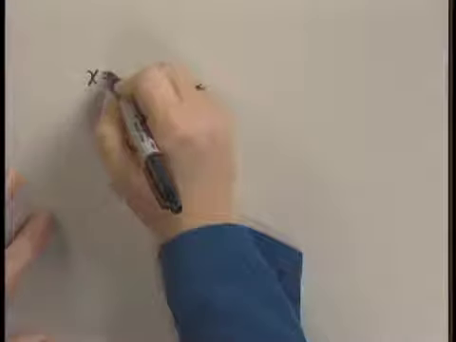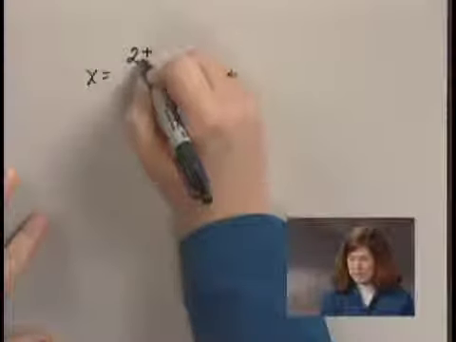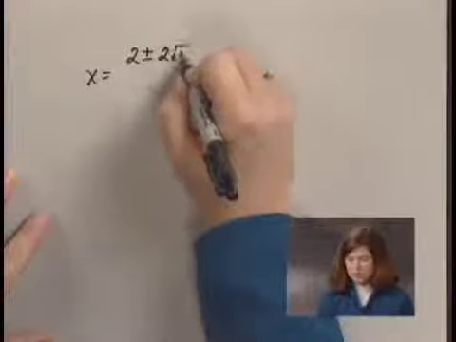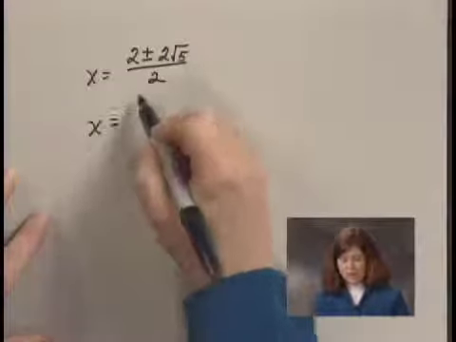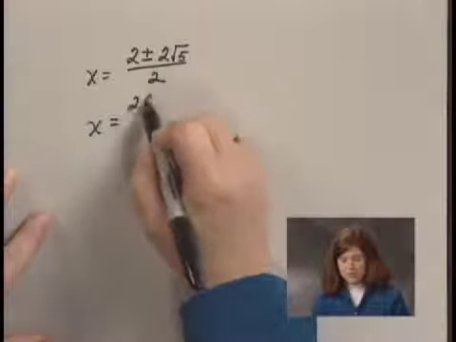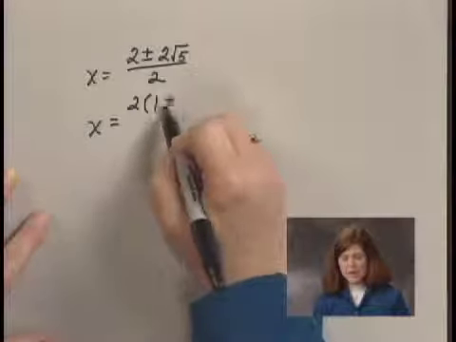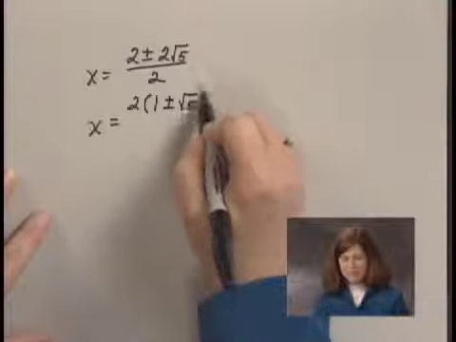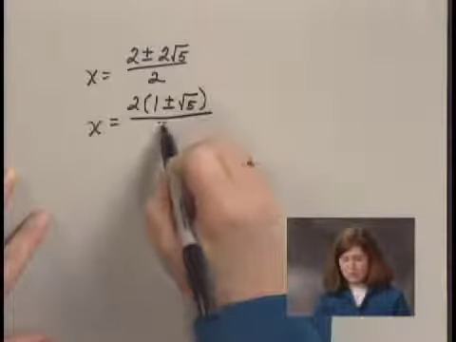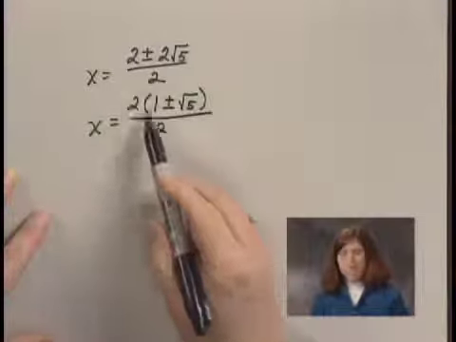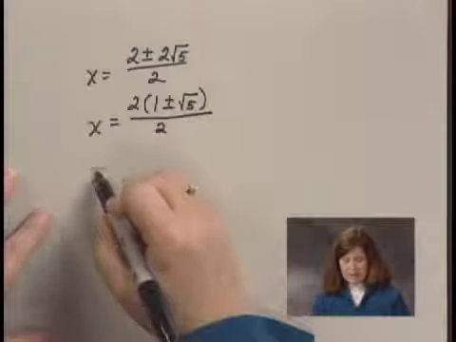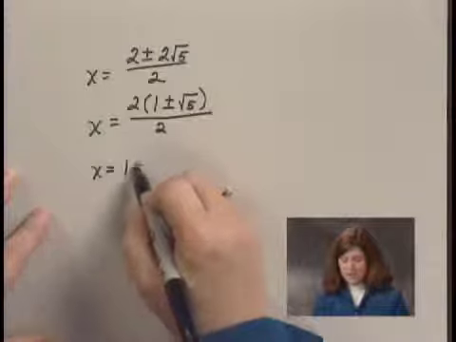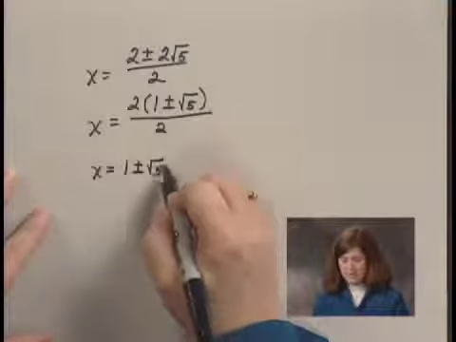I have x equals 2 plus or minus 2 times the square root of 5, over 2. And I factor out a 2 in the numerator. So I have 2 times 1 plus or minus the square root of 5, all over 2. The 2 over 2 now can cancel because the numerator is factored. And I can write that x equals 1 plus or minus the square root of 5.